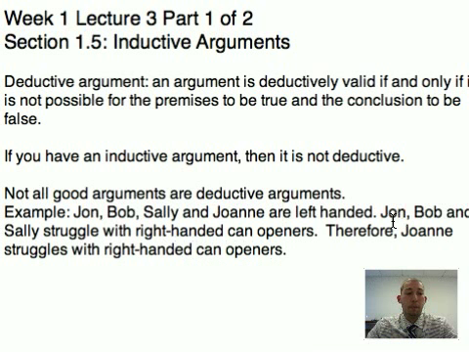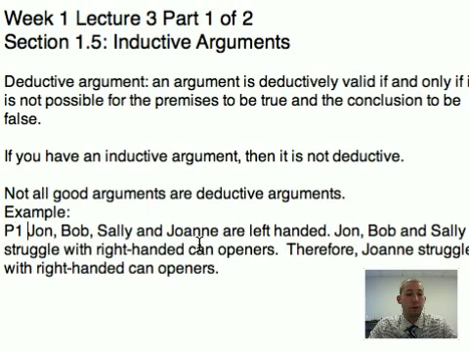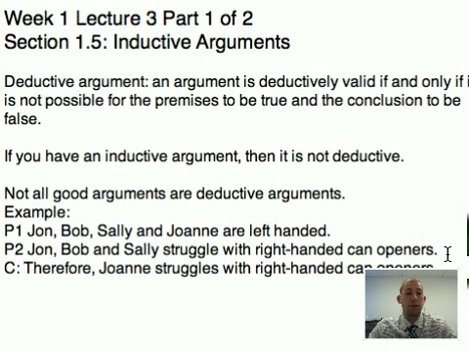So here, notice that we can still break this argument into standard form, although I've presented it in pretty close to natural English. This is not hard to present in standard form. We make the first premise: John, Bob, Sally, and Joanne are left-handed. We make the second premise: John, Bob, and Sally struggle with right-handed can openers. And we have as our conclusion that therefore Joanne struggles with right-handed can openers.